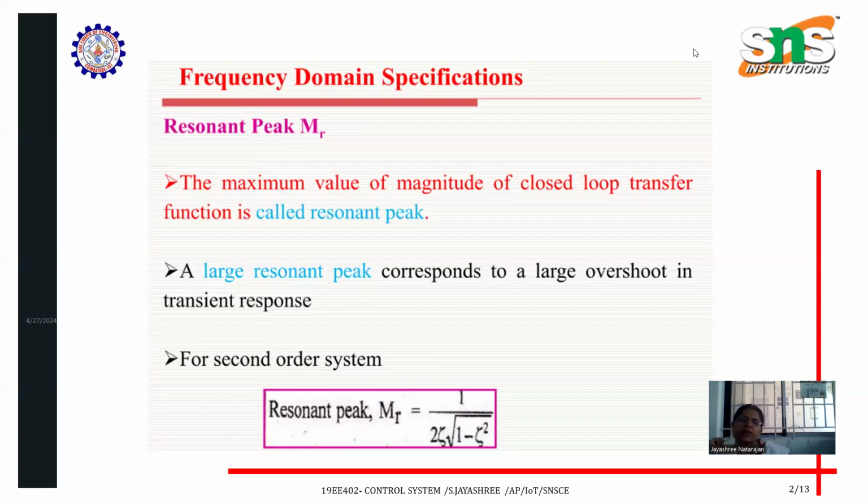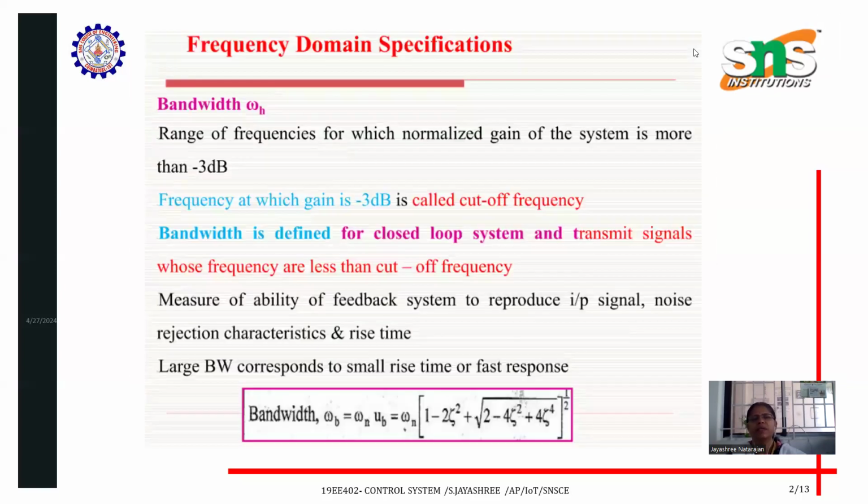This is for second order systems. I have given a formula here: resonant peak M_R equals 1 divided by 2 zeta square root of 1 minus zeta squared. Zeta is our damping ratio. Stopping the oscillations and disturbances, we call damping.